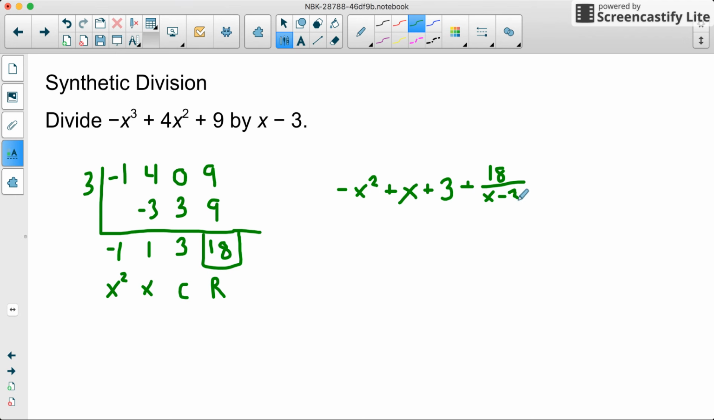So just to recap, you're going to take the constant, switch the sign, take the coefficients, make sure they're in descending order, and put them in a little box. Bring down the first term, multiply your constant, or the opposite of the constant from your divisor, by every number down here. Put the resulting product in the next row over. Add and repeat.